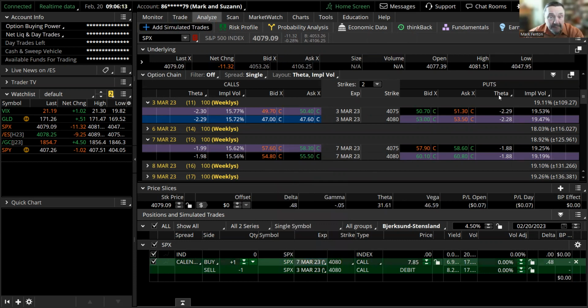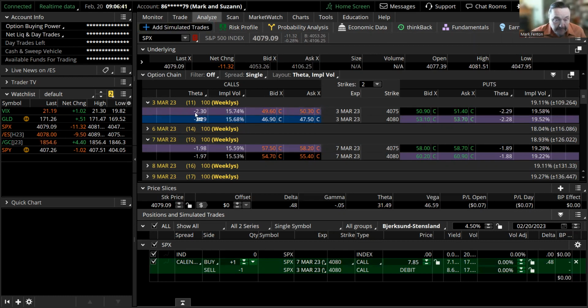Now, the fundamental reason that a calendar works, and the reason it's called a calendar, is because options expire faster and faster as they get towards their expiration. So obviously, if I sell the 3rd, it's going to expire before the option at the same strike for the 7th. So we're trying to take advantage of the fact that the 3rd is expiring before the 7th.